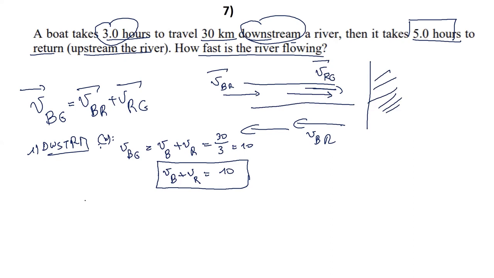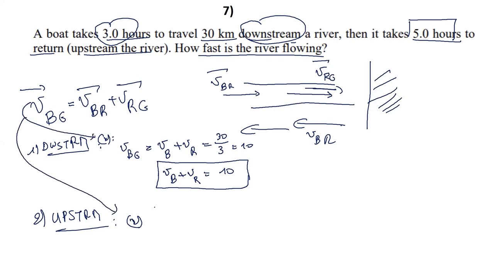Okay. Now in the second case, upstream, I project this relationship also along the x direction. Now the velocity of the boat with respect to the ground. Now what is the velocity of the boat with respect to the river? It's negative because the boat, climbing up, is going in the opposite direction of the flow. So we will have minus v boat plus the river is still going in the positive direction, as you can see here, plus v river.